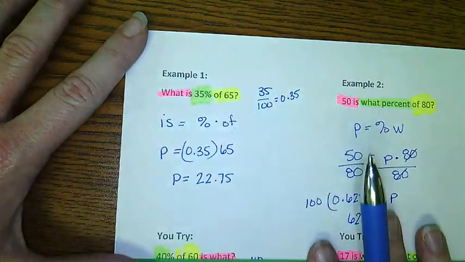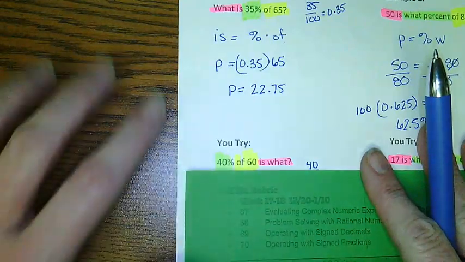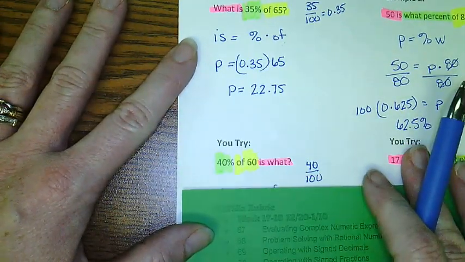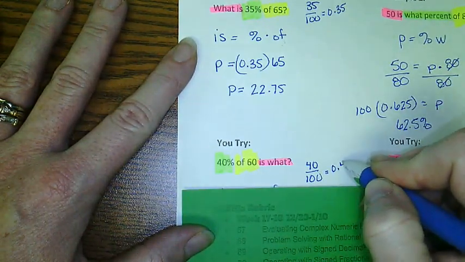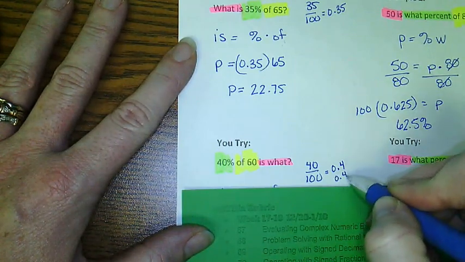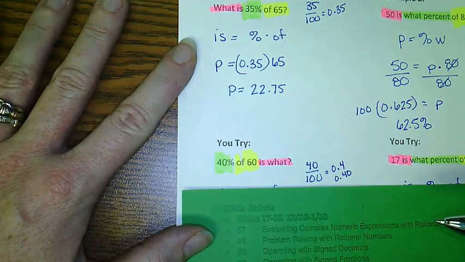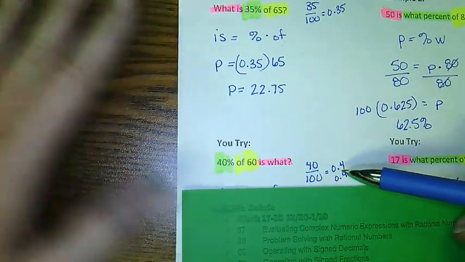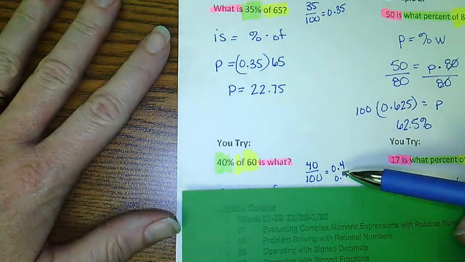I would like you to pause the video and try this problem on your own. 40% of 60 is what number? And just to give you a little hint right off the bat, you take your percent and divide it by 100, which is 0.4 or 0.40. These are the exact same numbers. So pause the video, please, and try this problem on your own. Restart the video to find the answer.